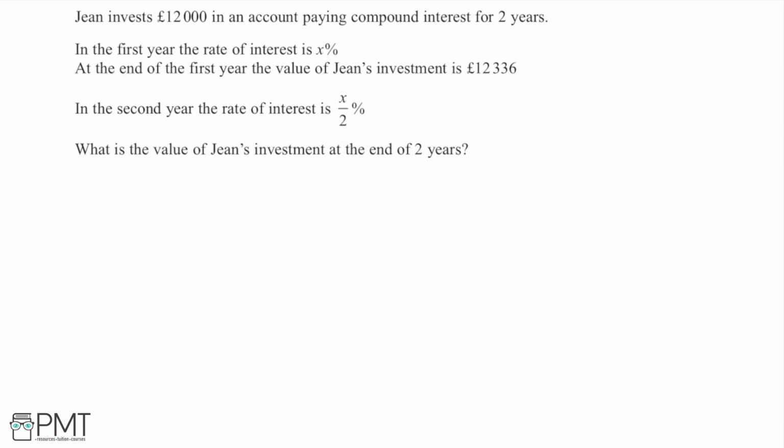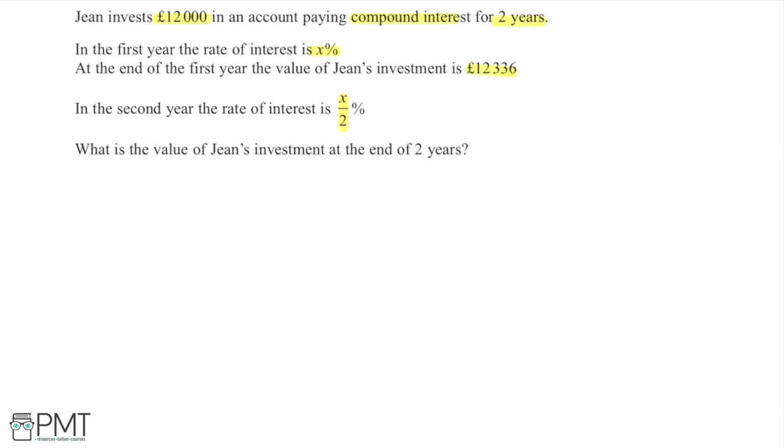So here I'm told that Jean invests £12,000 in an account paying compound interest for 2 years. We're told that in the first year the rate of interest is x%, and at the end of the first year the value of Jean's investment has gone up to £12,336. We're then told that in the second year the rate of interest has changed and it is now x over 2%. And we're asked what the value of Jean's investment is at the end of the 2 years.